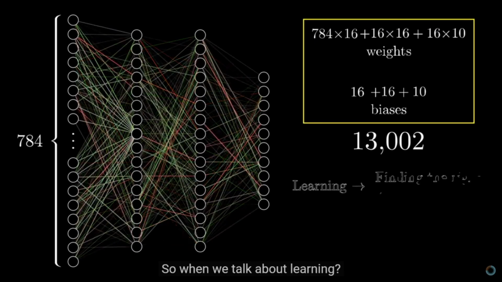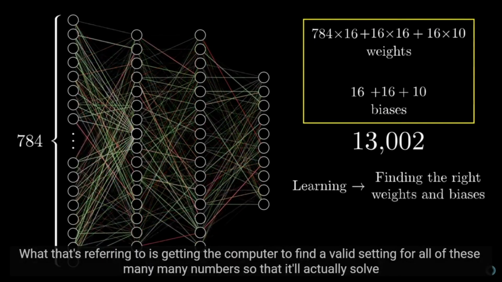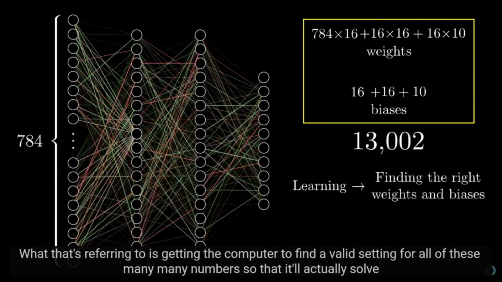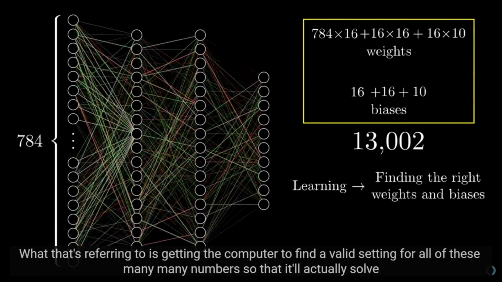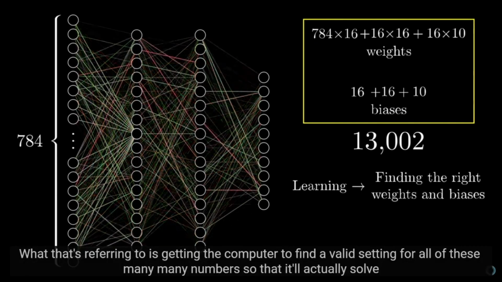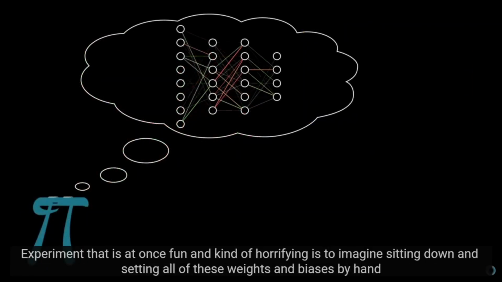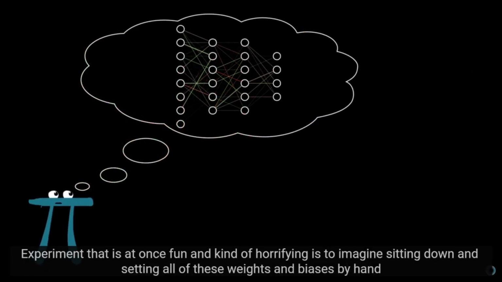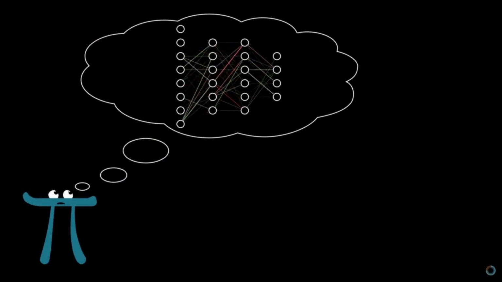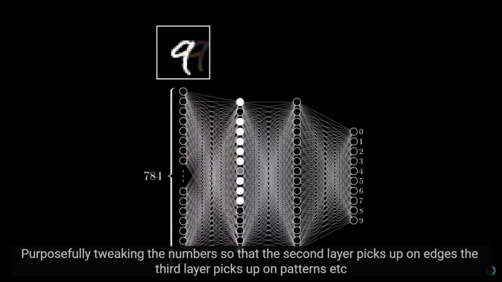So when we talk about learning, what that's referring to is getting the computer to find a valid setting for all of these many numbers so that it'll actually solve the problem at hand. One thought experiment that is at once fun and kind of horrifying is to imagine sitting down and setting all of these weights and biases by hand, purposefully tweaking the numbers so that the second layer picks up on edges, the third layer picks up on patterns, etc.